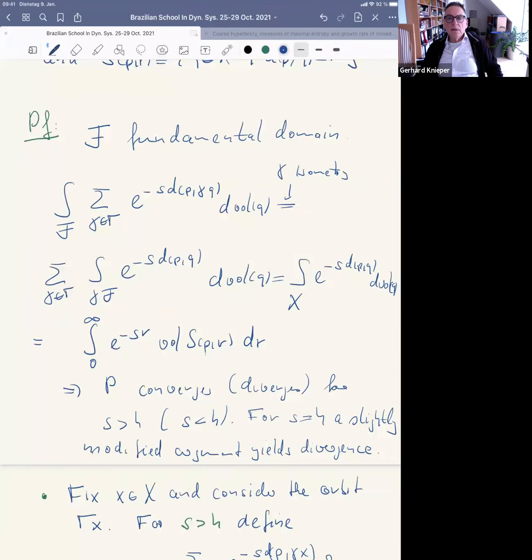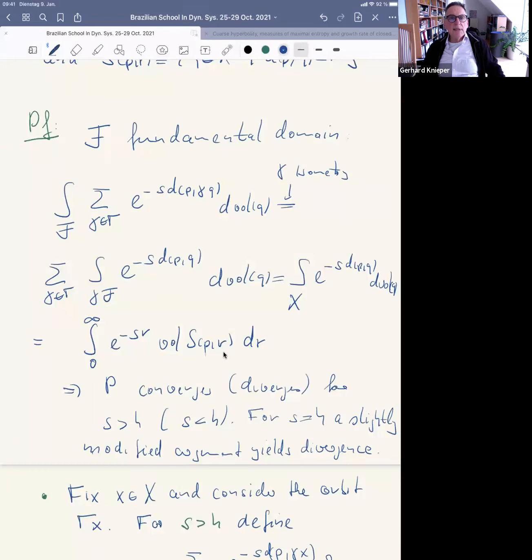Okay, now it's natural to introduce polar coordinates, which you can do in the same manner as in Euclidean space. So you take polar coordinates around this point P, and this integral over x can be written as an integral from 0 to infinity of e to the minus sr, where r is just the distance from P to Q, times the volume of the geodesic sphere. And then you ask yourself, when does this integral converge?